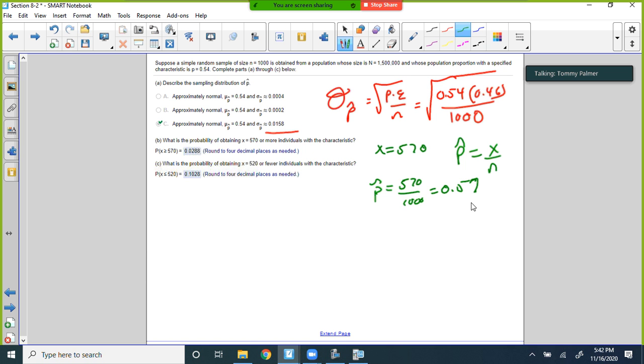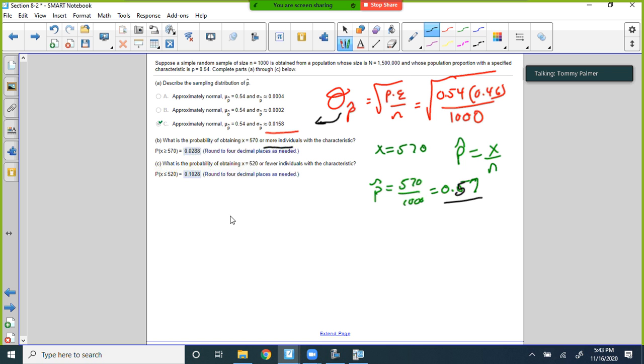There you go, 0.57, right? Now I've got p hat and I've got the standard deviation of 0.0158. I can go do this. Probability that it's greater than 570 or more, right? So let's think about this.